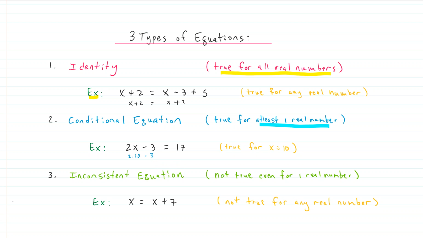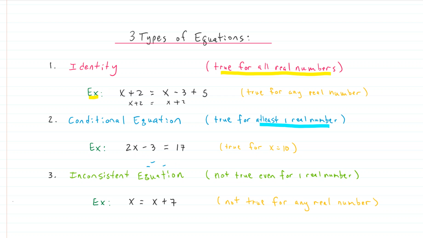What if we tried something else? What if we tried 4? So 2 times 4 minus 3. We get 8 minus 3, which is 5. Does 5 equal 17? Nope, it doesn't. It's not valid for other values. It was valid for 10, but it's not valid for 4. But it's okay. That's what a conditional equation is. It's an equation that is true or valid for at least one real number.